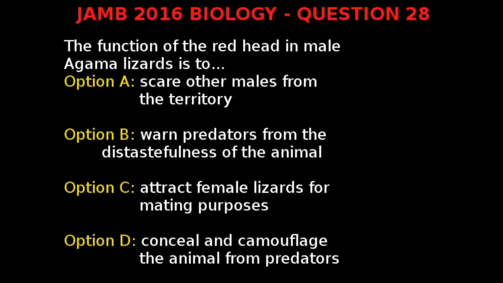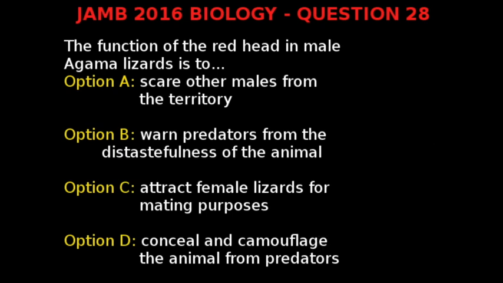JAMB 2016 Biology Question 28. The function of the red head in male agama lizard is to option A, scare other males from the territory. Option B, warn predators of the distastefulness of the animal. Option C, attract female lizards for mating purposes. Option D, conceal and camouflage the animals from predators.